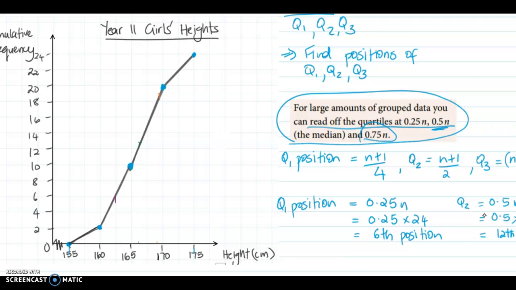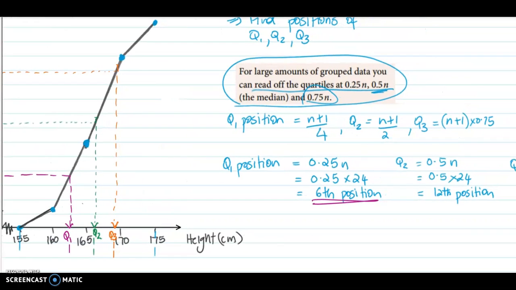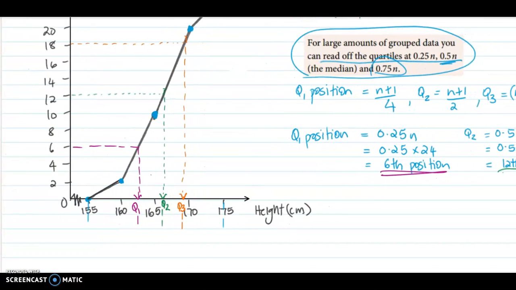And we'll have to read across to our polygon and find out what height it reads down to. And we can see that that gives us our Q1. Along the 12th position gives us our Q2, and along the 18th position gives us our Q3. So I'm just going to underline it according to the color that I have. And the 18th position is our Q3. Okay, so that's all you had to do.